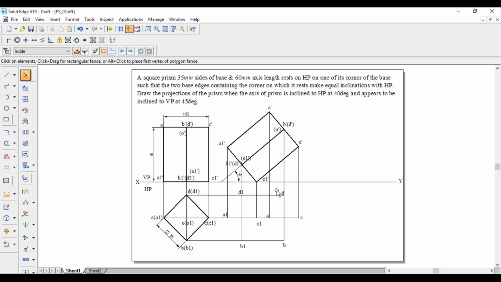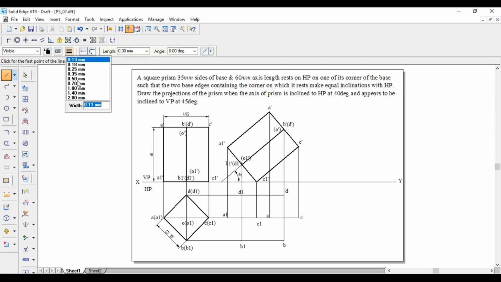So all the outer points of every view, it is visible. So it will be from A1, I will start A1. So D1 is the outer point, D1, D, C, B, B1, back to A1. These are the outer points. These are visible.